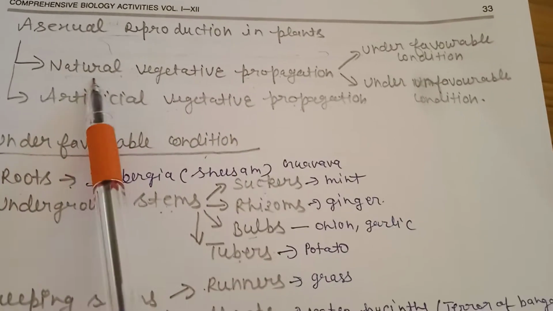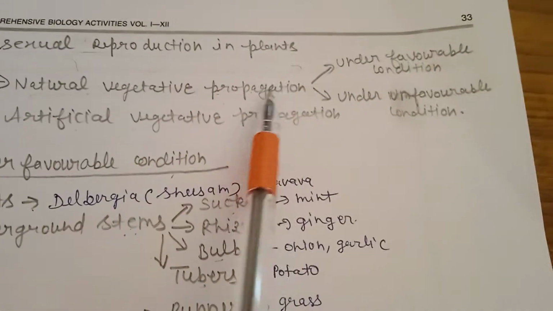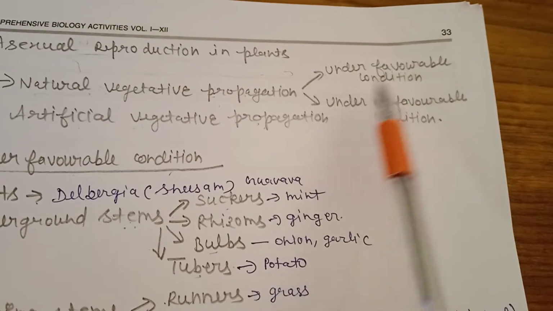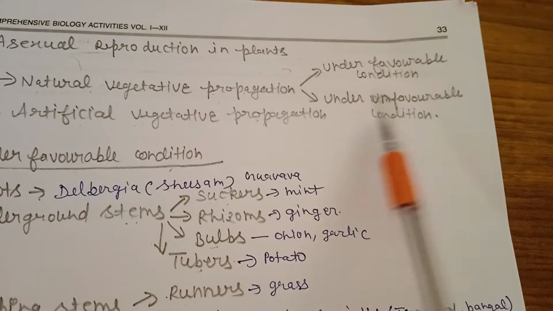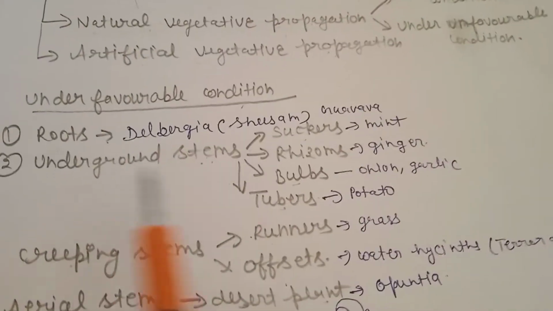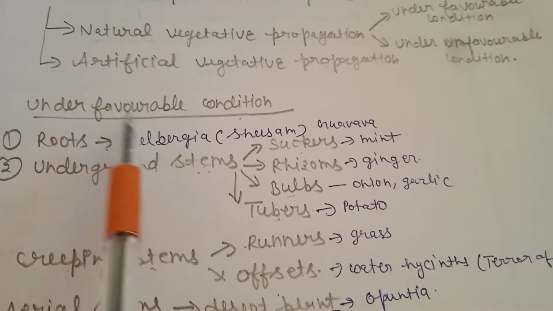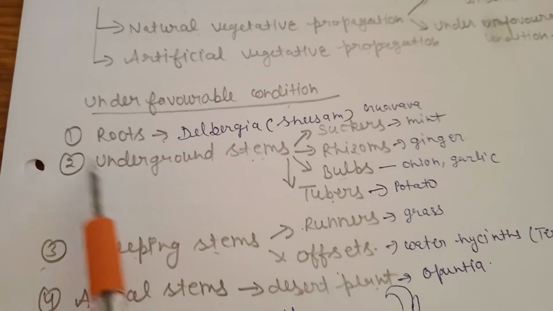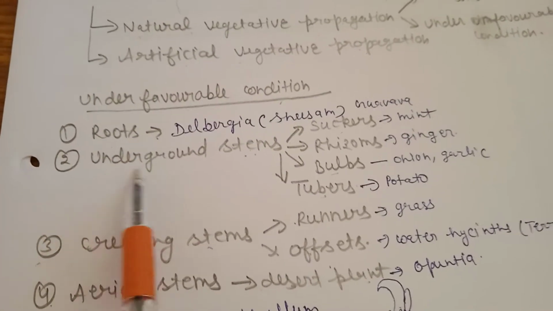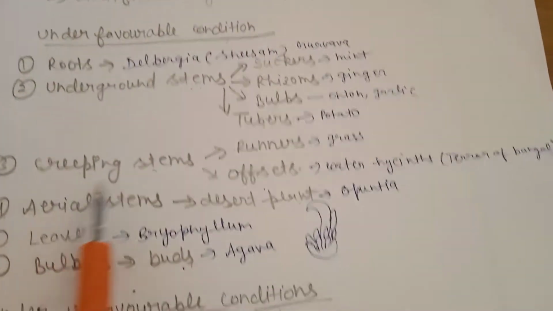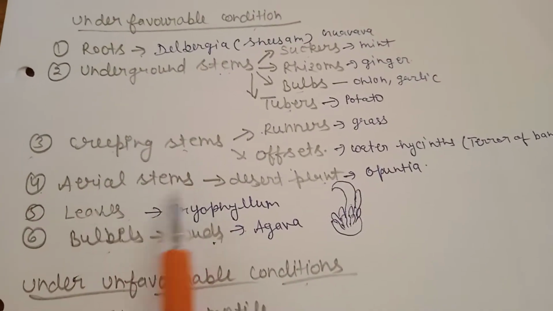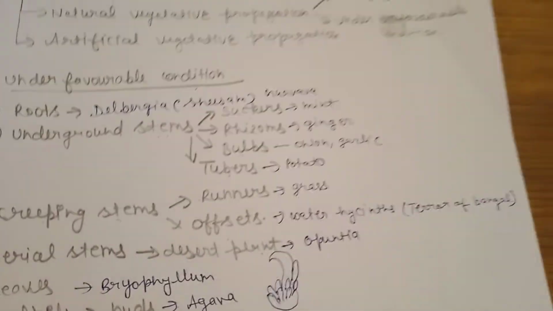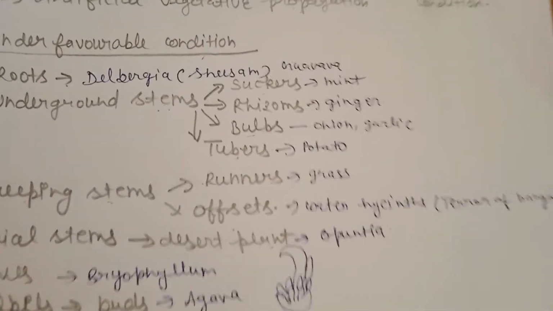Natural vegetative propagation takes place in two conditions. The first one is under favorable condition and the second one is under unfavorable condition. Now we are going to start with the favorable condition. This type of propagation can take place with the help of roots, underground stems, creeping stems, aerial stems, leaves and bulbils. Today I am going to explain it in detail.